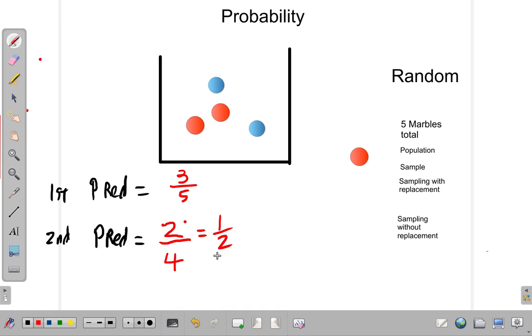Alright. Now we're going to look at further examples using this same box, these same marbles. We'll do that in another video. We'll just end this for now, so I will see you then.